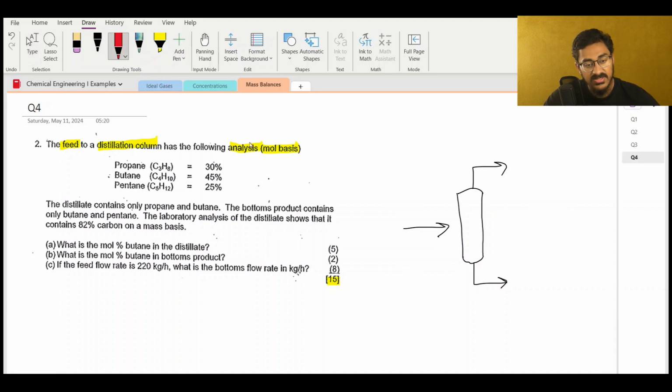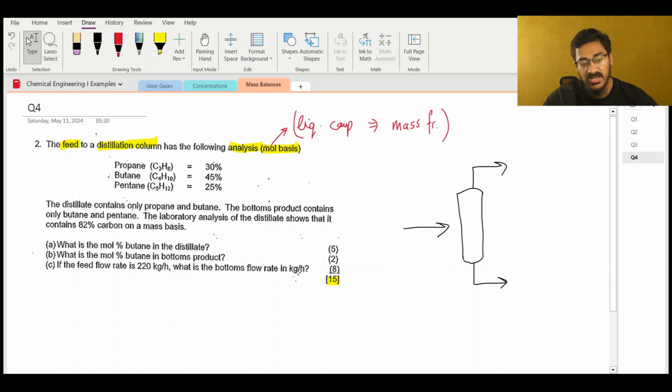And they tell me that this is a mole basis. Now, why do they tell me it's a mole basis? Remember, my feed to the distillation column is often a liquid. And I told you, if anyone gives you the composition of a liquid, you are going to assume that it is a mass fraction. That's usually the assumption. But now they're telling me it's not a mass fraction, it's a mole fraction.